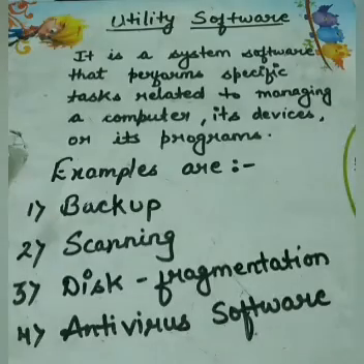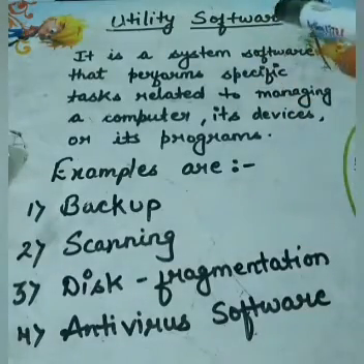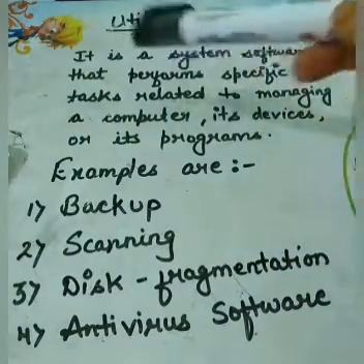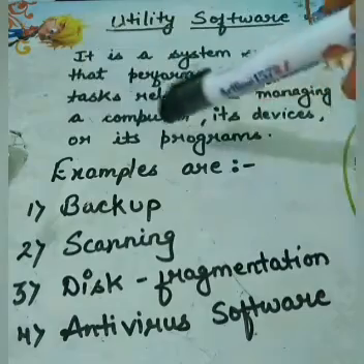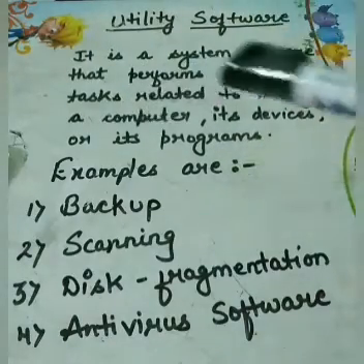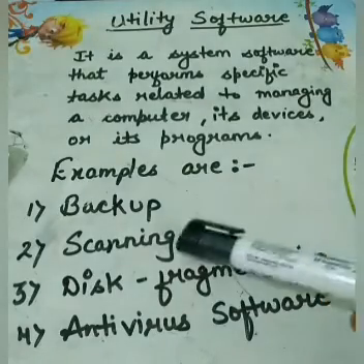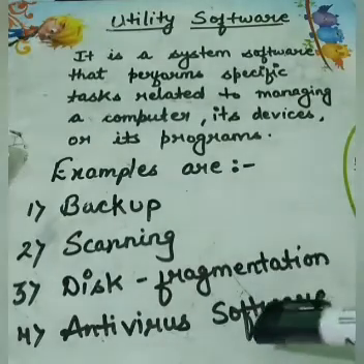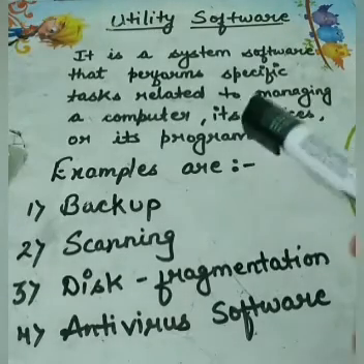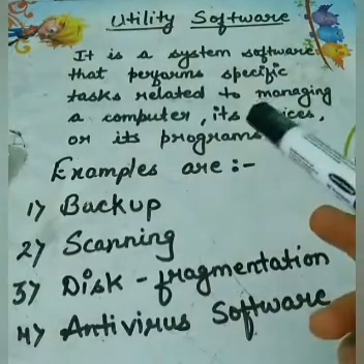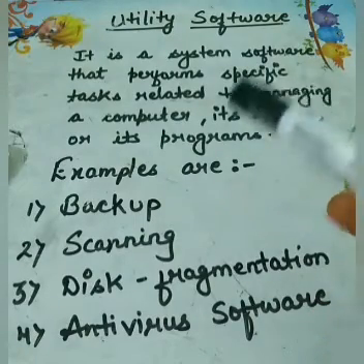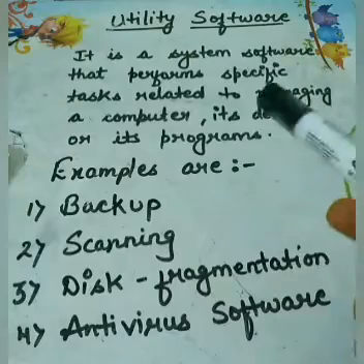Okay children, so now let's understand about the utility software. It is a system software that performs specific tasks related to managing a computer, its devices or its programs. Few examples of utility software are backup, scanning, disk defragmentation and antivirus software. Children, utility software is used for an effective management of a computer system. They usually help users to maintain smooth functioning of a computer.